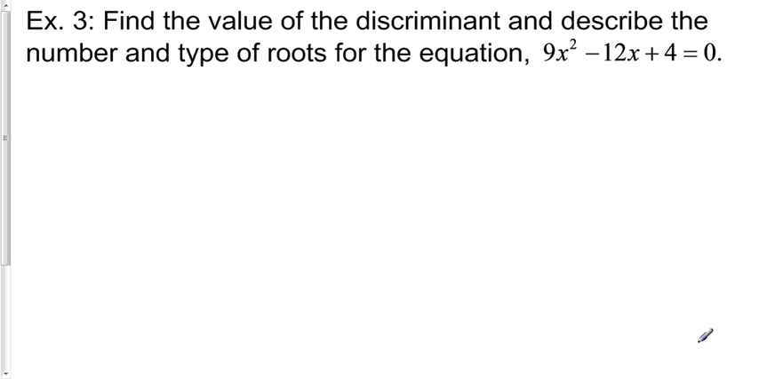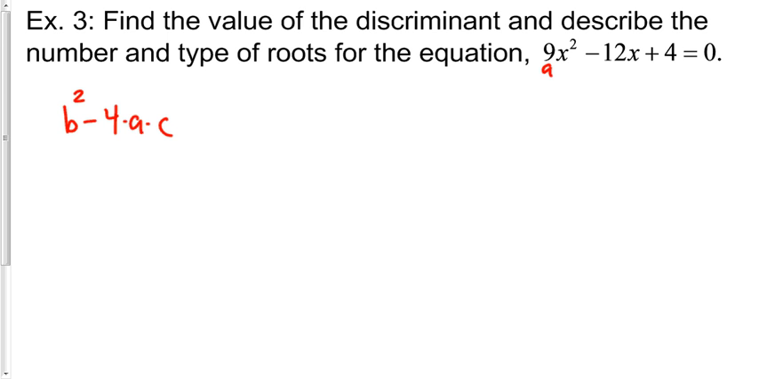So this is the last example. We want to find the value of the discriminant and describe the number and type of roots for the equation 9x squared minus 12x plus 4 equals 0. So to find the discriminant, I need to take b squared minus 4 times a times c. B is negative 12, A is 9, and C is 4.